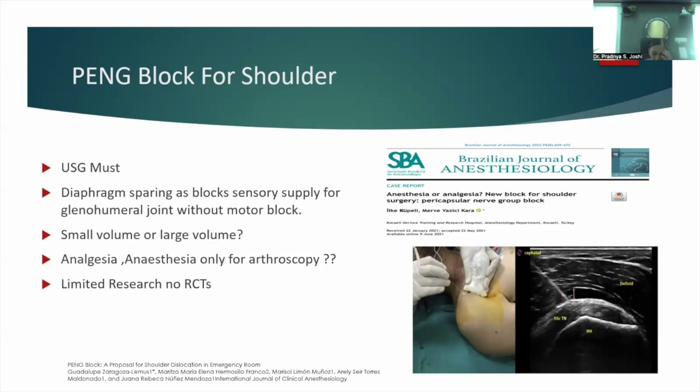So this block can be used for analgesia during other procedures. As arthroscopy is minimally invasive and needs more pain relief rather than anesthesia or motor blockade as such, this may be a block of choice for arthroscopy if proved in RCTs in future.